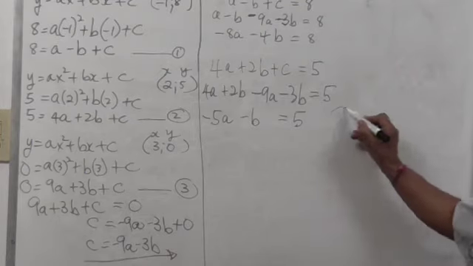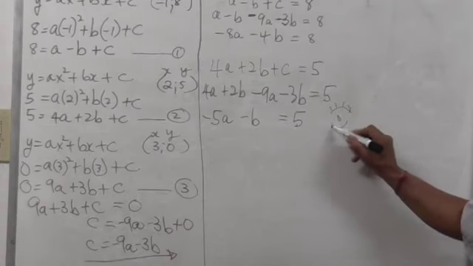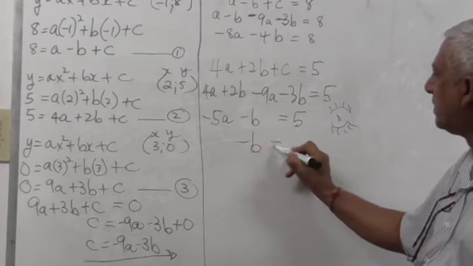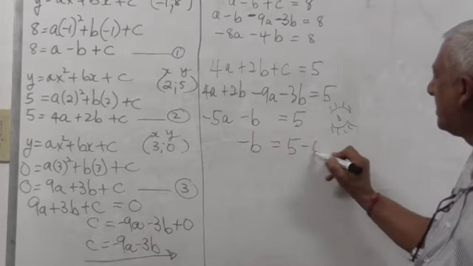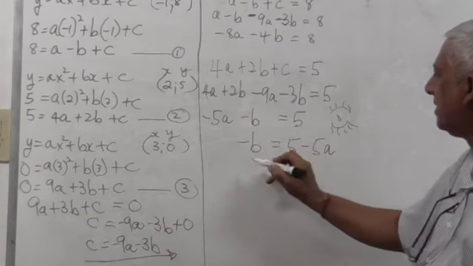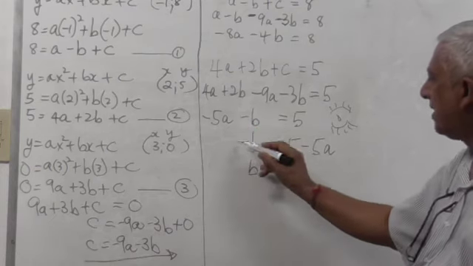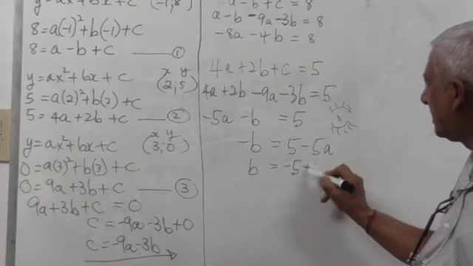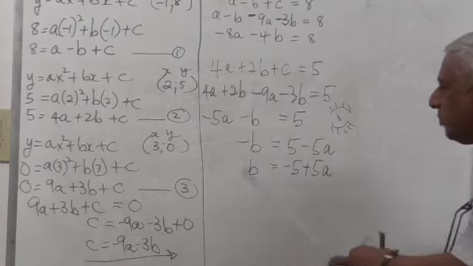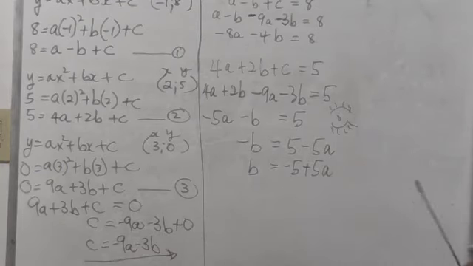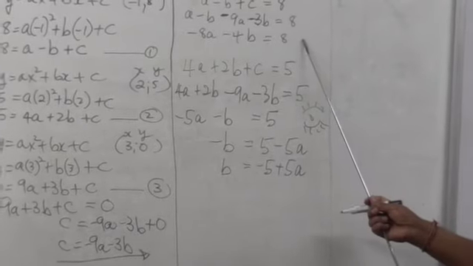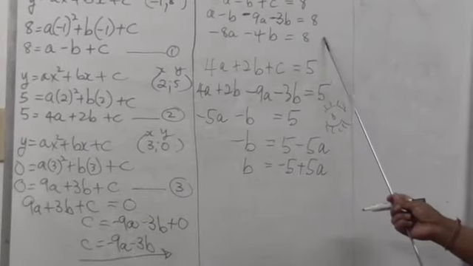Once again, we look at this one. We can see that we can solve for b here easily. b is equal to 5 minus 5a. But this is minus b. So plus b will be minus 1 times minus, which gives you plus. Minus 1 times that will give you minus 5. Minus 1 times that will give you 5a. So b is equal to minus 5 plus 5a. Now, if b is minus 5 plus 5a, then you can go back here and substitute for b.